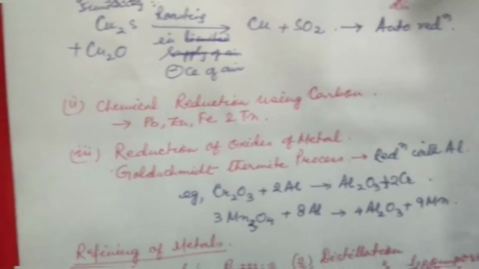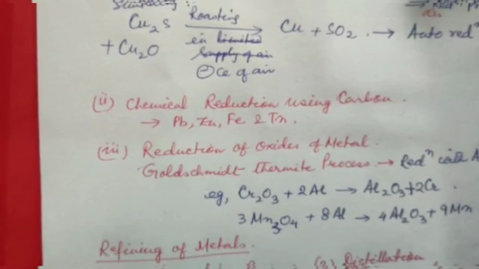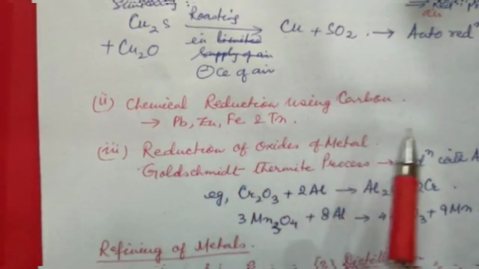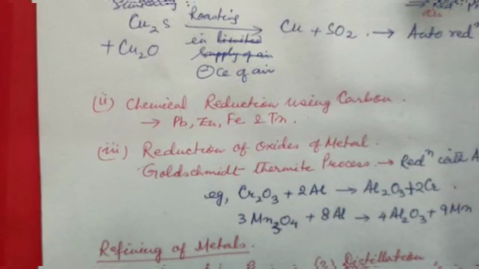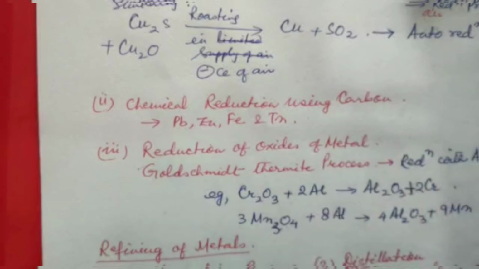Then the second type of reduction is called chemical reduction. The second type of reduction is chemical reduction using carbon. This is used in the extraction of lead, zinc, iron, and tin.